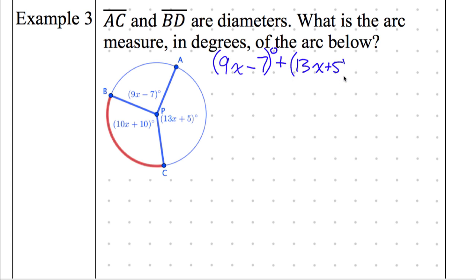And to make sure that we're up to Samantha's standards, we're going to put degrees as well. And no, it's good. We're being very precise. Math is about precision. Next, we're going to add 10x plus 10 degrees. I'm going to add all of these together, and I'm going to set that equal, as Colby said, to 360 degrees.